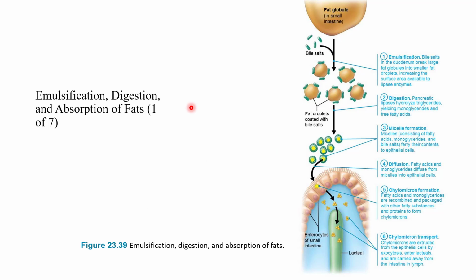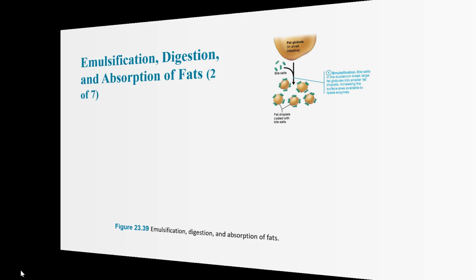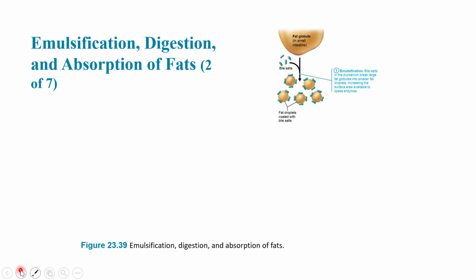This is your fat globule. Start with the fat globule. And pretty much your fat globule, after it's acted upon by bile, gets to be emulsified in the duodenum, breaking them into small fat globules, okay, in smaller fat droplets, increasing the surface area for the lipase enzyme to work on them.